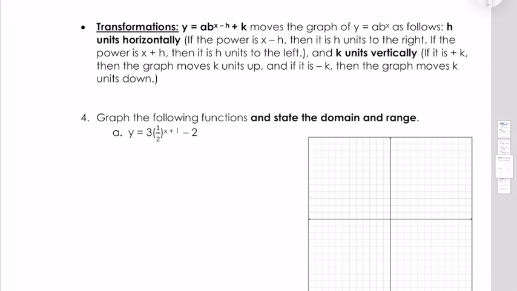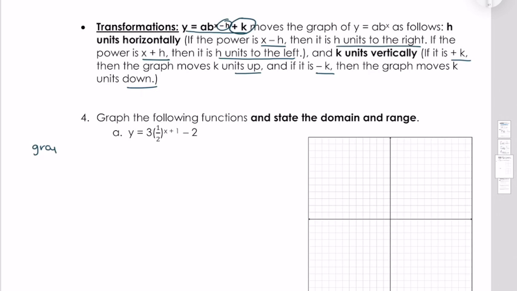Alright, the transformations have not changed from 4.1. Right, the x minus h moves the graph. If it's x minus h, then it's to the right, and if it's x plus h, it's to the left. And then k, if it is plus k, it goes up, and if it is minus k, then it goes down. Same rules as before.